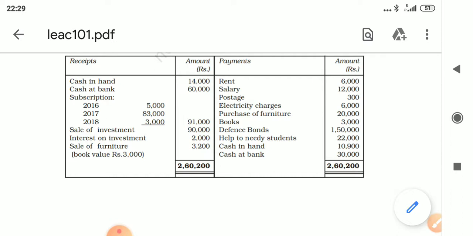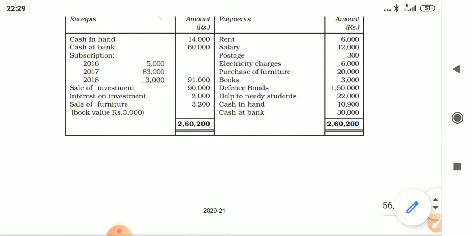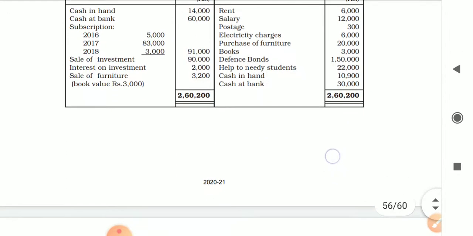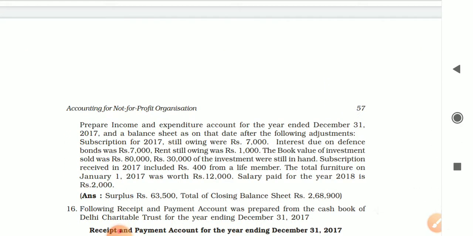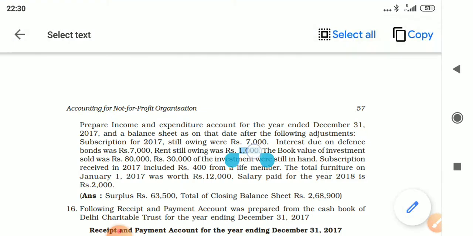Coming to rent. Rent, we have rent owing. So rent is an expense. Expenditure side 6,000. Rent still owing is 1,000. So 6,000 plus 1,000, 7,000 will appear in the expenditure side of income and expenditure account. This 1,000 will appear in the liability side of the current year 2017 balance sheet.